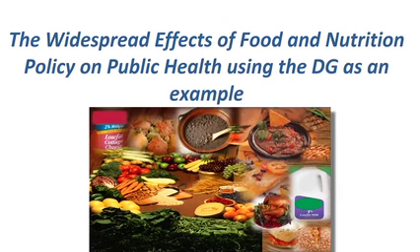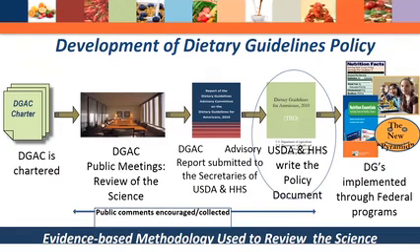All right, we're going to end the lecture with an example. This is titled "The Widespread Effects of Food and Nutrition Policy on Public Health Using the Dietary Guidelines as an Example." So if you know anything about the dietary guidelines, you know that they're updated every 5 years. You may or may not know they have a very strong influence on a lot of our nutrition policies in this country. And it won't surprise you that there's a very well-defined process that goes into updating the dietary guidelines.